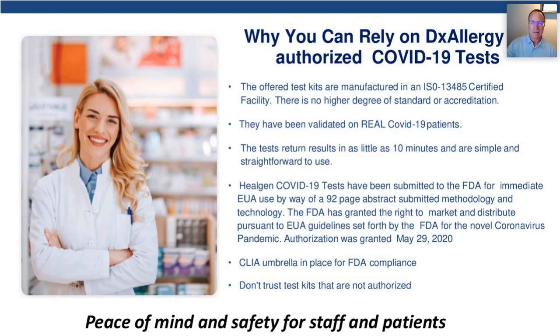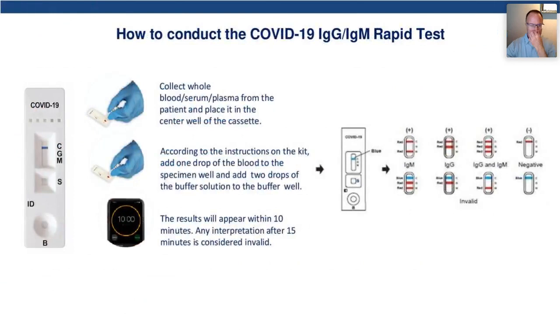Let me jump to this next slide here. This is the actual test. So we got a drop of blood. It goes on the sample well, goes here, and the buffer goes here. And then you're going to end up with results that look like this. So this is a result. This is the M line. This is the G line. It's kind of tough to see, it's a little blurry, but this means IgM positive. This means IgG positive, and this is clear.